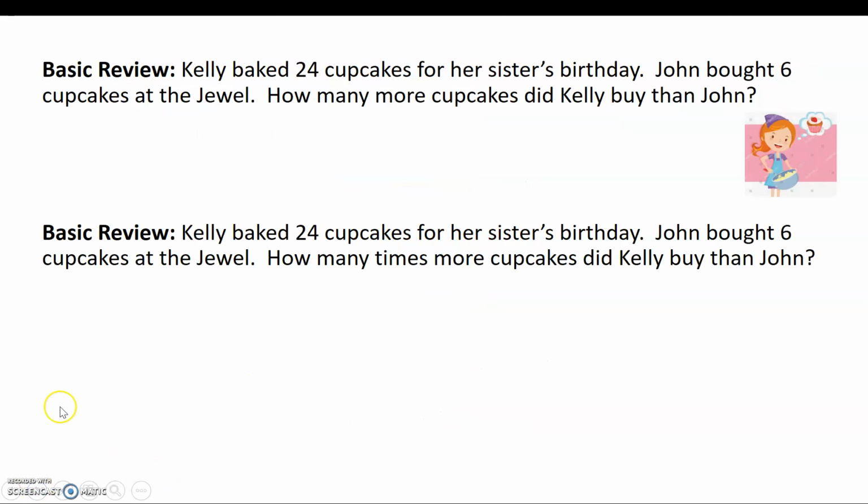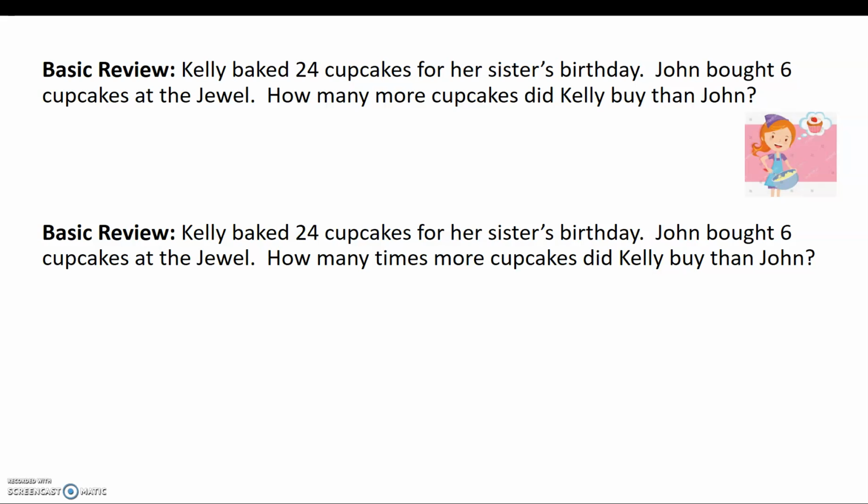Taking a look at our next one, this is another basic review, and when you read these problems, I want you to compare them and see what's different. If you want to take a second to pause this to take a longer look, you can. Hopefully you're seeing, both of them say that Kelly baked 24 cupcakes for her sister's birthday and John bought 6 cupcakes at the store, or at the Jewel.